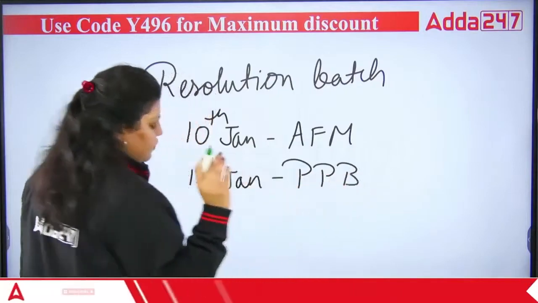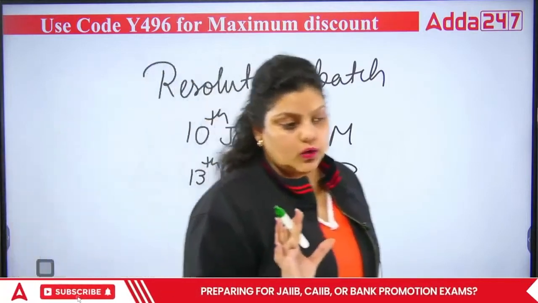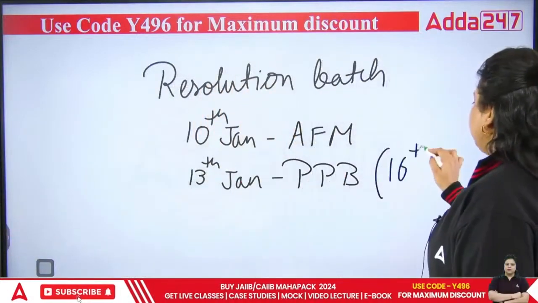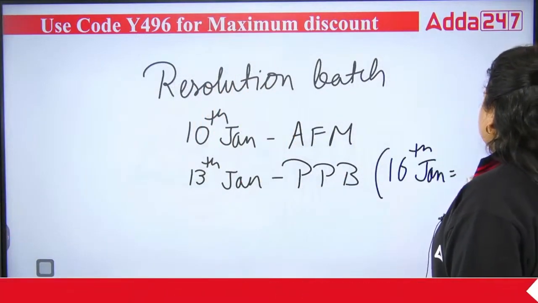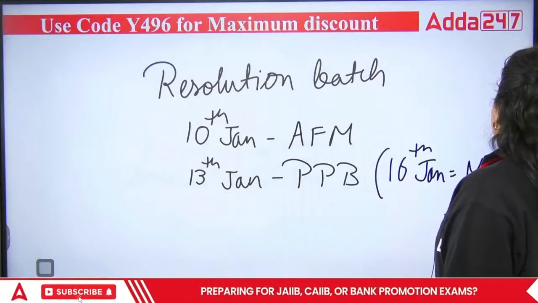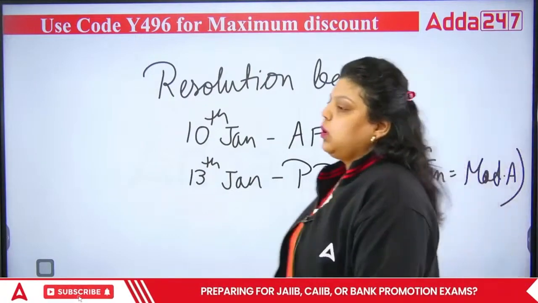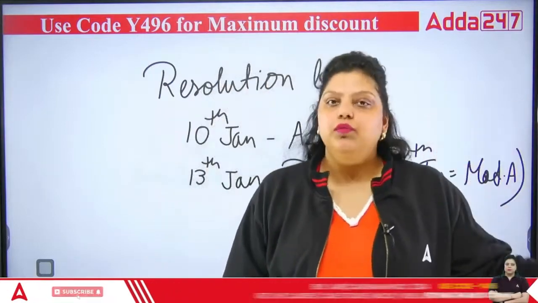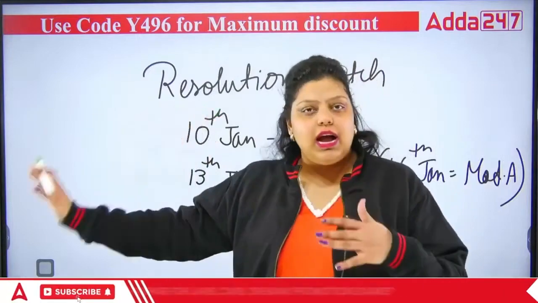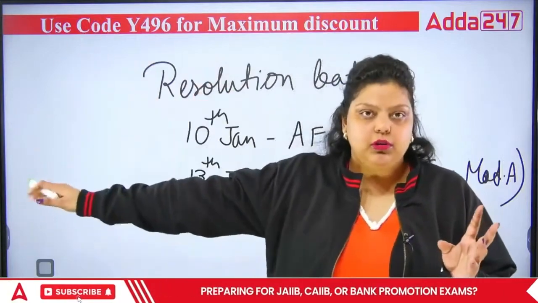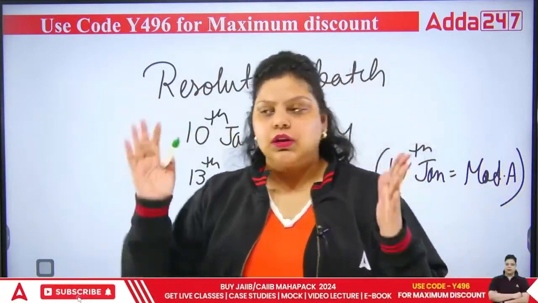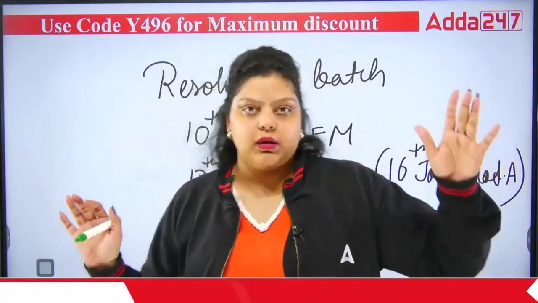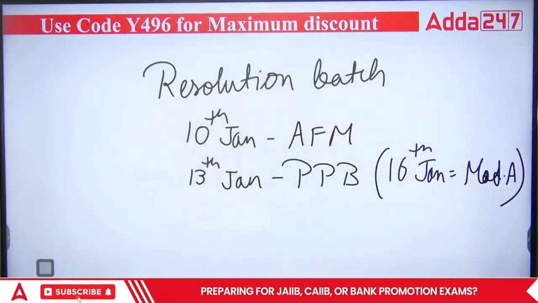So the PPB first orientation class happened till now only. Tomorrow, from 16th of January, I am starting module A. Now, why am I starting from module A? Because, as I keep saying to all of you, in the PPB subject you have a major part of A and B modules. But in IE IFS, C and D have a major part. So accordingly, we start our batches. In IE IFS, we will start from C and D, and in PPB, we start from A and B.